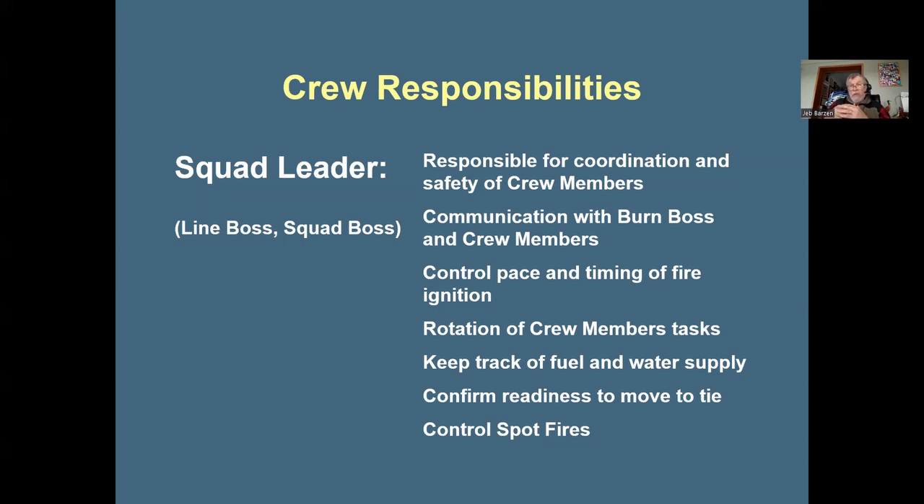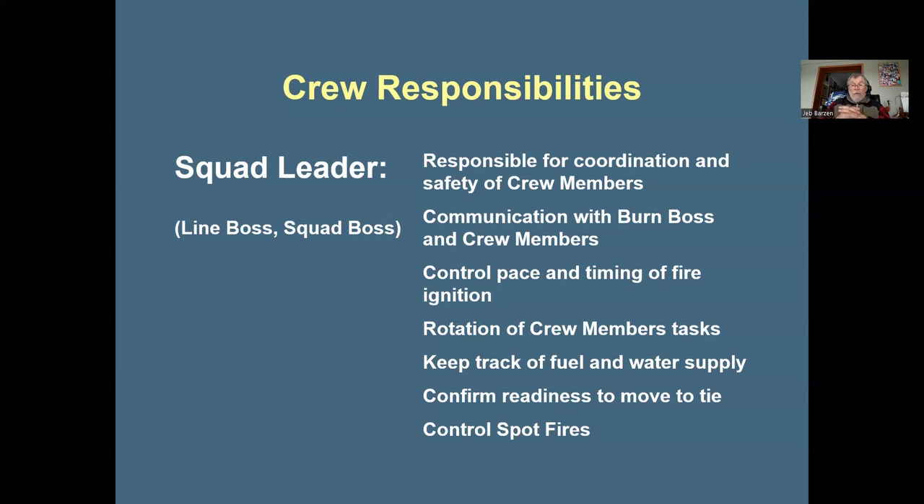So you don't want to use too much water. You want to know where your next water is. You want to know where your next drip torch fuel is. You're monitoring how much of those resources that you've used. But as far as crew members are concerned, you're also measuring the important resource of their stamina. And so you want to make sure that your crew members are comfortable as well as knowledgeable in terms of what they're supposed to do.